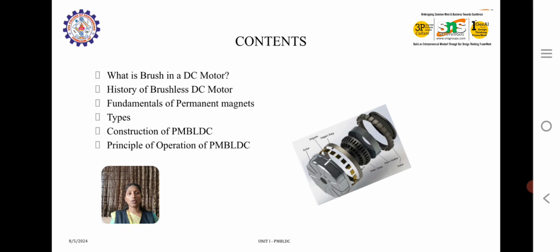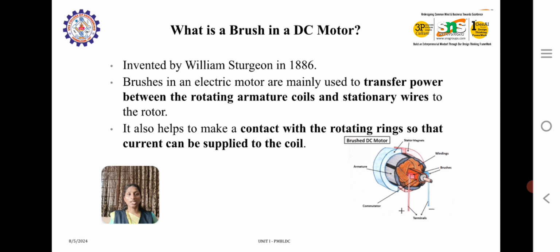In this video, we are going to see what a brush is, the history of the brushless motor, and the fundamentals of permanent magnets and their types. First, what is a brush in a DC motor and who invented it? It was invented by William Sturgeon in 1886. Brushes in an electric motor are mostly used to transfer power between the rotating armature coils and the stationary wires to the rotor. It also helps to make contact with the rotating rings so that the current can be supplied to the coil. So this is the picture of a brushed DC motor.